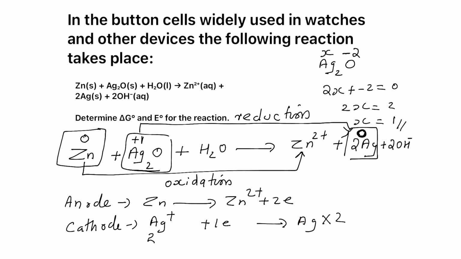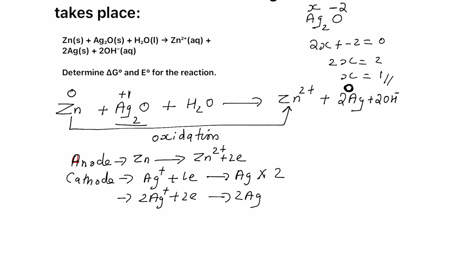So what you will get? 2 Ag plus 2 electron gives 2 Ag. Clear, right? Hope all of you understand. By adding anode and cathode reaction, you will get overall reaction. But in this question, they didn't ask to find overall reaction, right? They just asked to find E0 cell and delta G standard. So how to find E0 cell? You know E0 cell is equal to E0 cathode minus E0 anode.